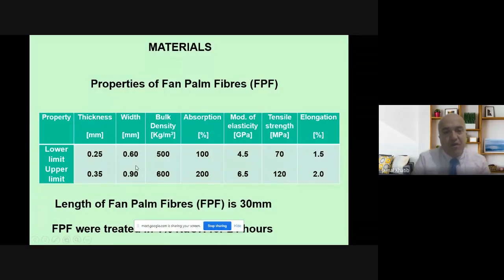The width is this, and also these are the characteristic absorption and modulus of elasticity. We did take one fiber and tested it on a small machine to get these properties. We tried to do it on the Phragmites australis, of course, but I don't have the results with me here.